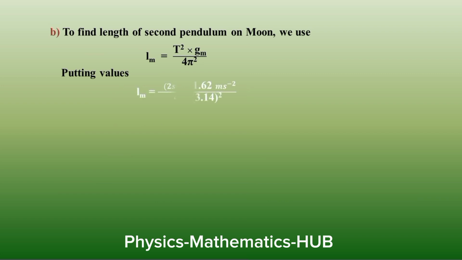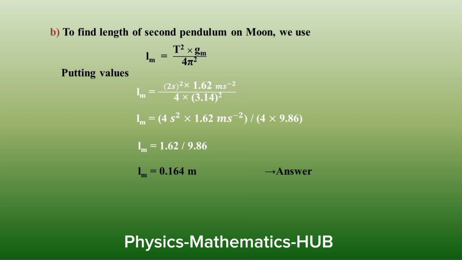So putting values, we get Lm equals 2 s whole square multiplied by 1.62, which is the gravitational acceleration on moon, divided by 4 multiplied by 3.14 square. Length of the pendulum on moon is equal to 4 s square multiplied by 1.62 meter per second square divided by 4 multiplied by 9.86. Length of the pendulum on moon is equal to 1.62 divided by 9.86. Lm is equal to 0.164 meter, which is the required length of the pendulum on moon.